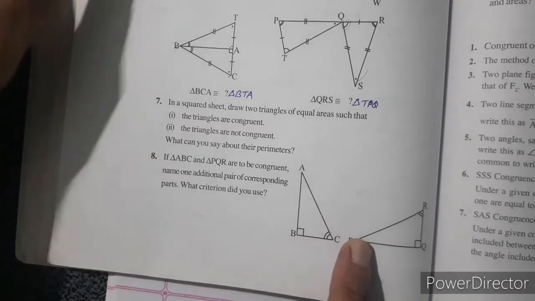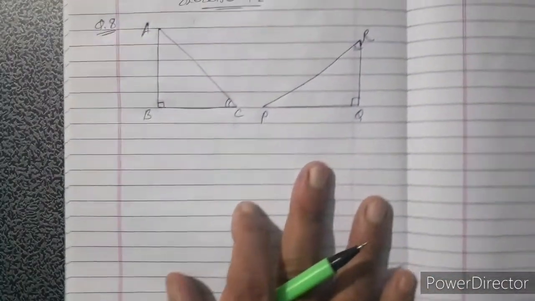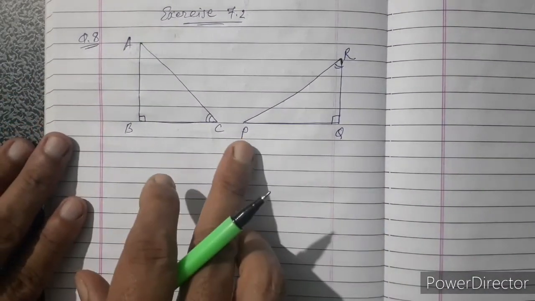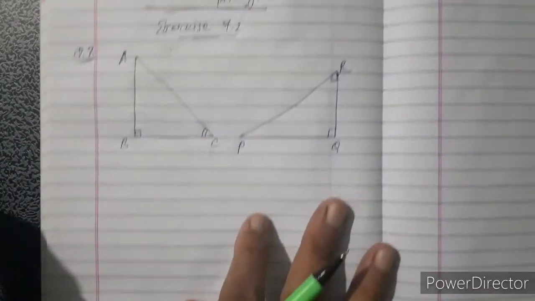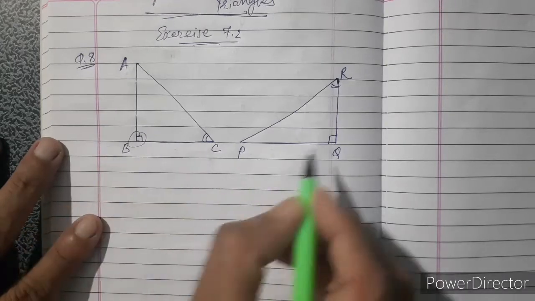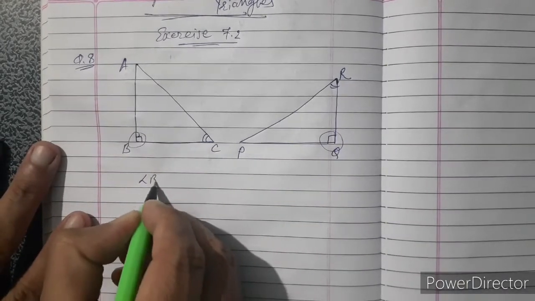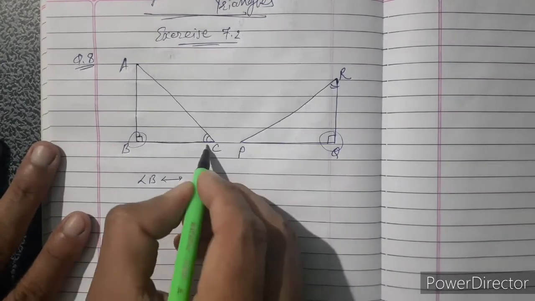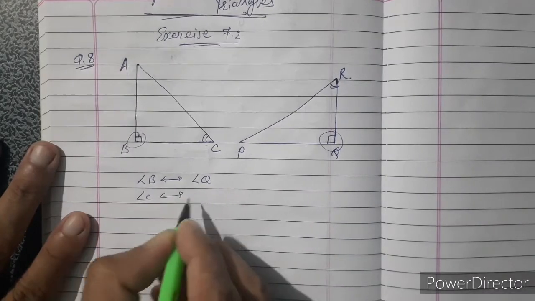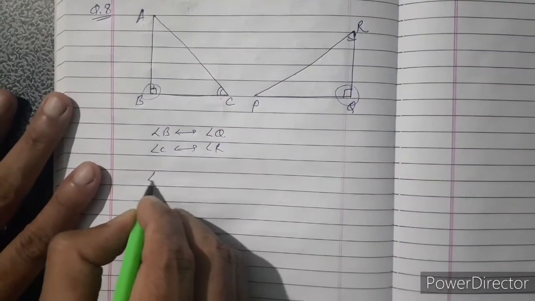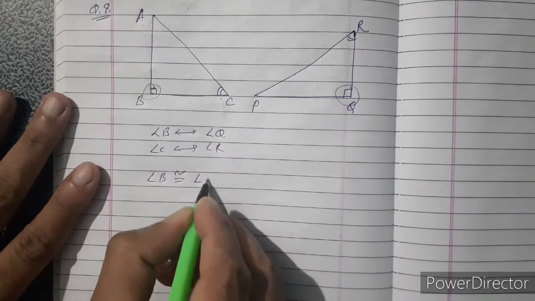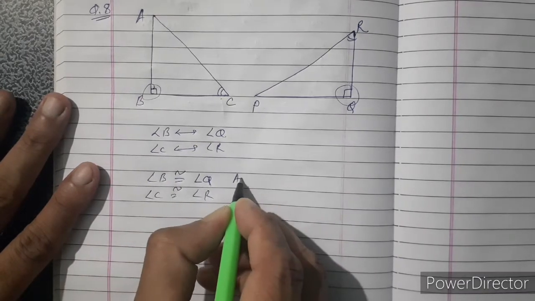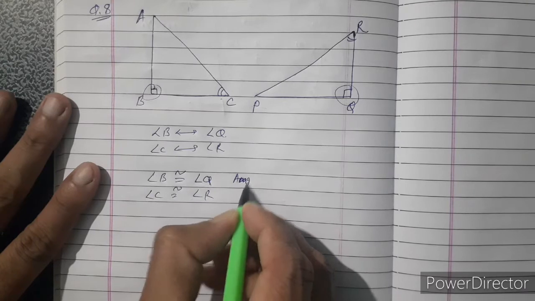Here two figures are there. I already drew those two figures, and you just write down the congruent parts, meaning corresponding parts, and then the congruence criterion. Look here, the same sign on B and Q. That means angle B corresponds to angle Q. Same for C and R, C corresponds to R. That means angle B is congruent to angle Q and angle C is congruent to angle R. These are the angles.